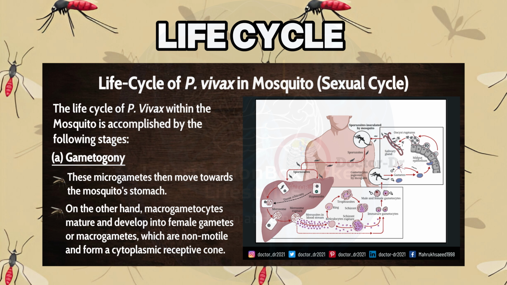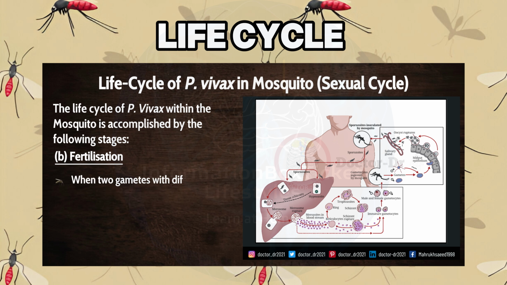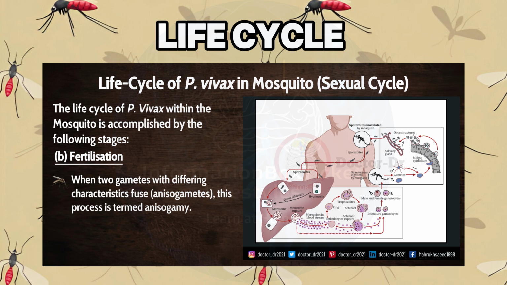B. Fertilization. The nucleus and cytoplasm of both gametes merge, forming a rounded zygote. The merging of male and female gametes is referred to as syngamy. While several microgametes approach the macrogamete, only one microgamete successfully accomplishes fertilization. When two gametes with differing characteristics fuse, anisogametes, this process is termed anisogamy.